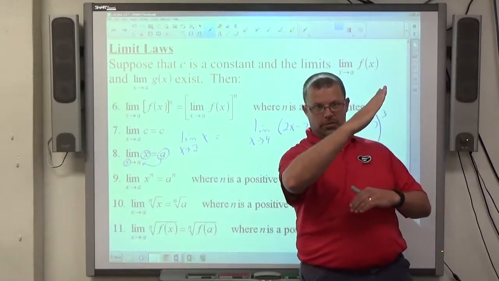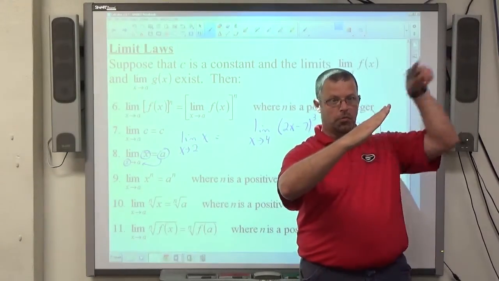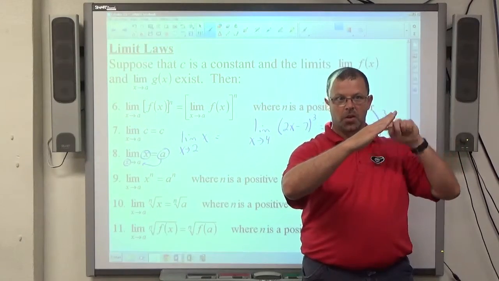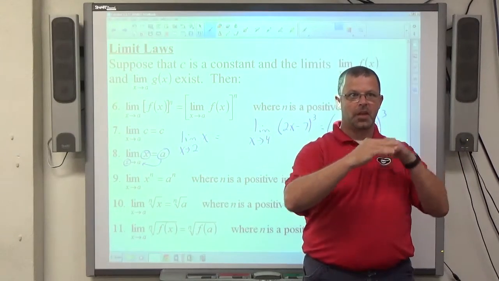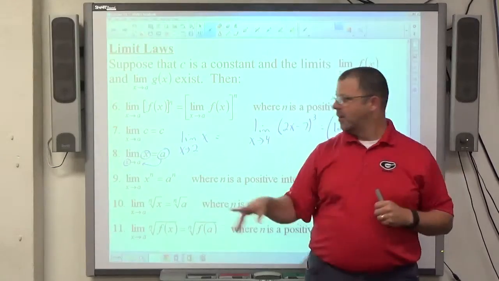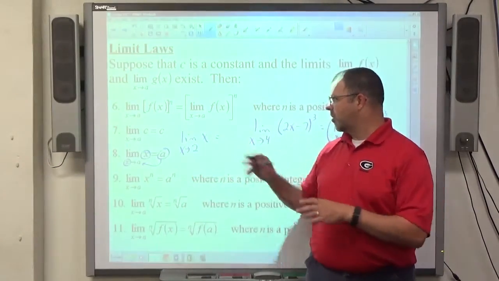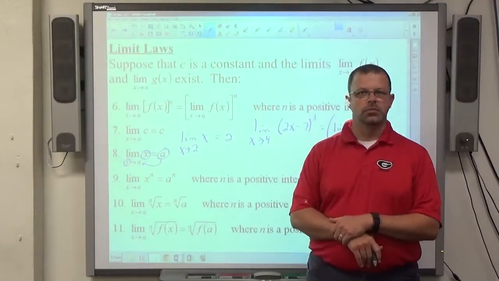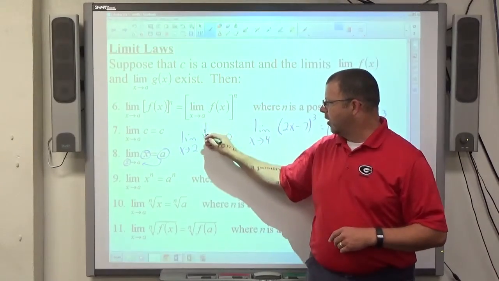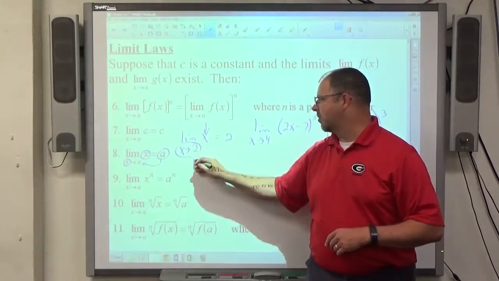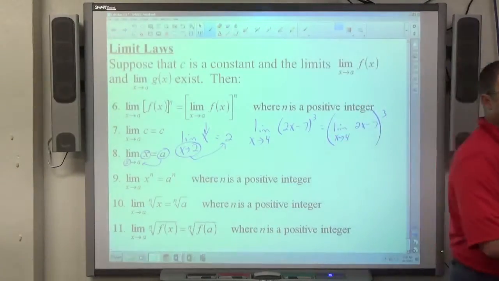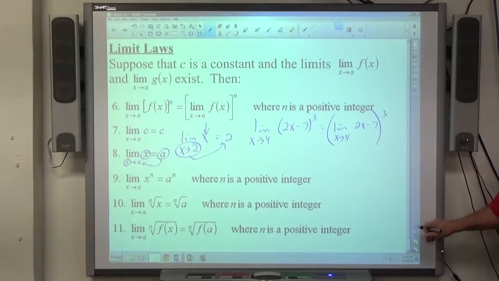x is a straight line, right? With a slope of 1 going through (0, 0). Whatever x is, y is, right? And the answer we're looking for is y. x is approaching a value of 2, so y is approaching a value of 2. If we're taking the limit of x, the answer is whatever x is approaching. Every single time.